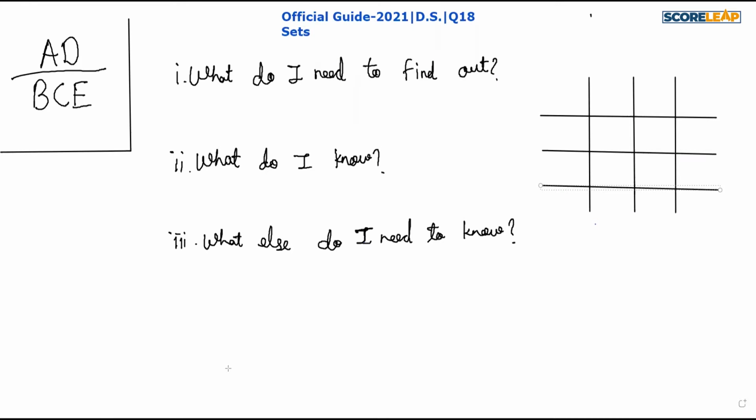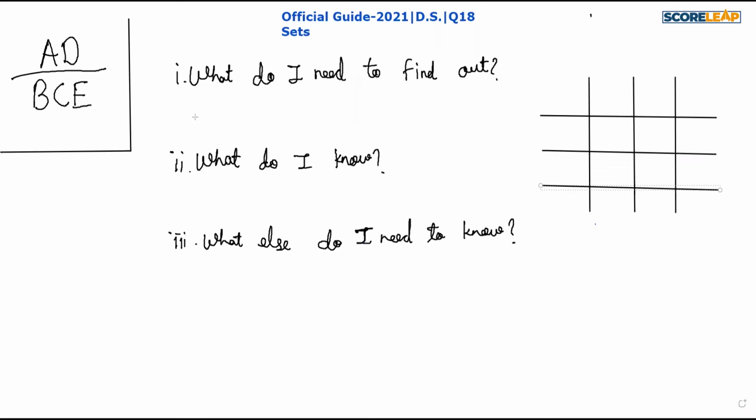Question 18 is a regular data sufficiency question. We have to ask ourselves three questions: what do I need to find out, what do I know, and what else do I need to know? To answer the first question, what do I need to find out? We have: what percent of the patients tested experienced both side effects and relief of cold symptoms.